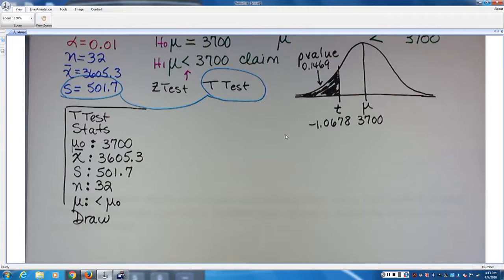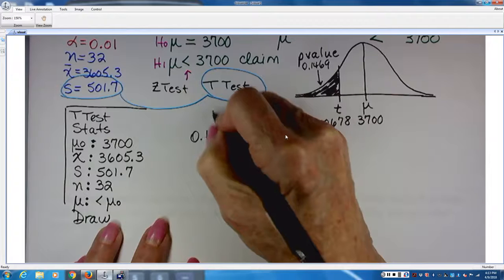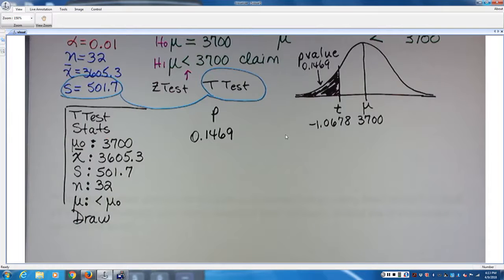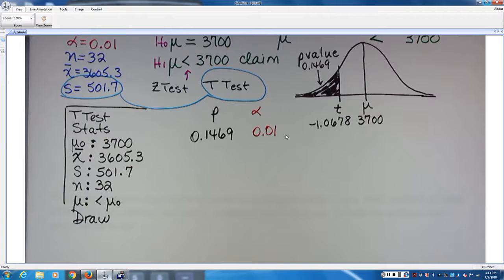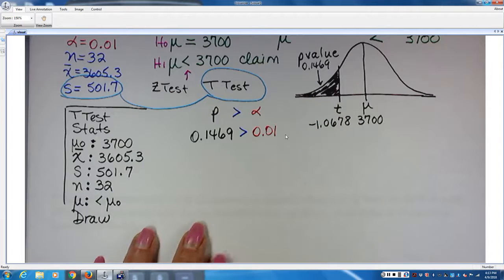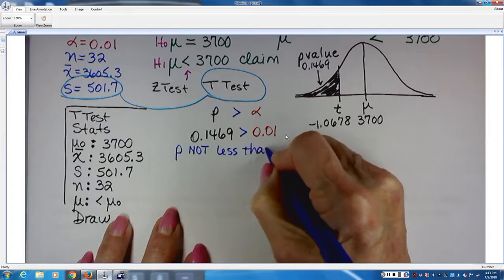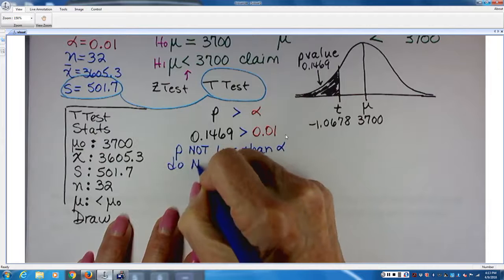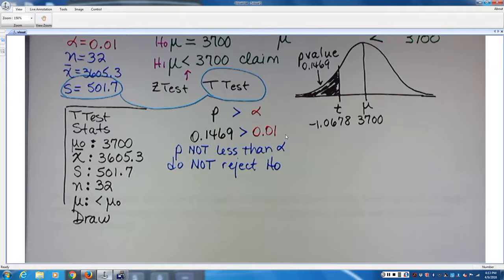So given that information, we're going to compare p to alpha. And is p less than alpha? Is it less than 0.01? No. P is not less than alpha. P is greater than alpha. So do not reject H0.